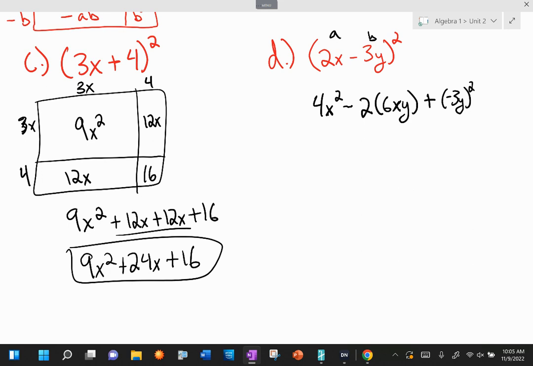And again, if you like using the pattern square, use it. As long as you can fill it out correctly, it kind of does the work for you. So then you're just combining like terms. Okay, 4x squared minus 12xy plus 9y squared.